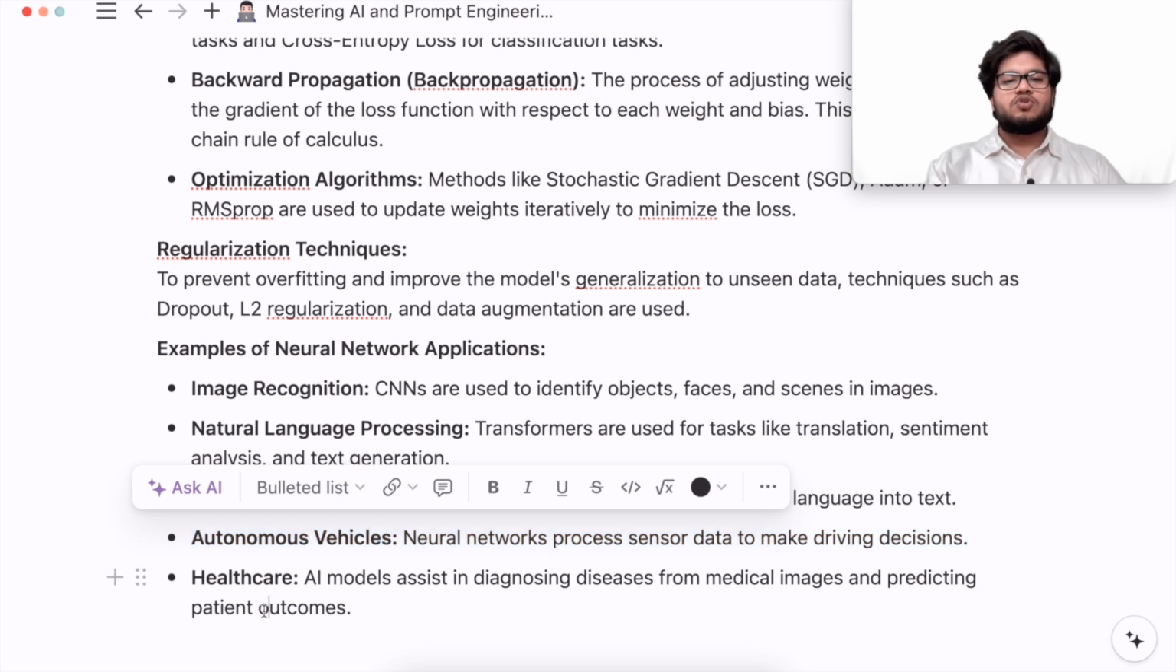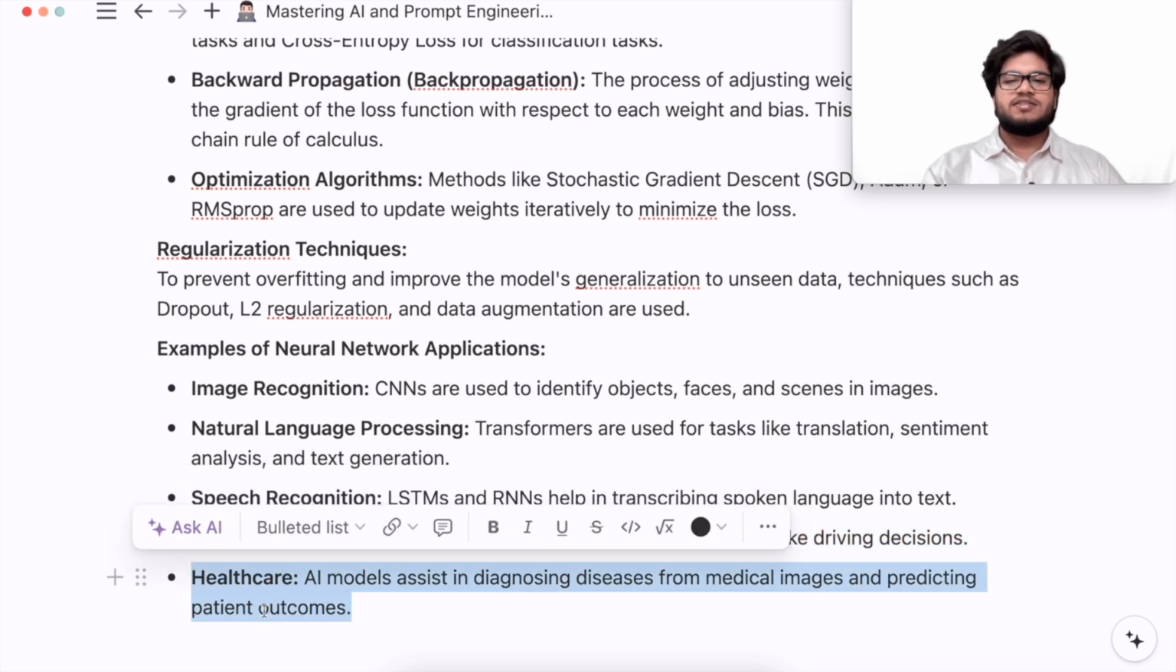In healthcare also, AI models assist in diagnosing diseases from medical images and predicting patient outcomes. There is a lot of machinery and many techniques where neural networks are used, and AI is used in healthcare also.